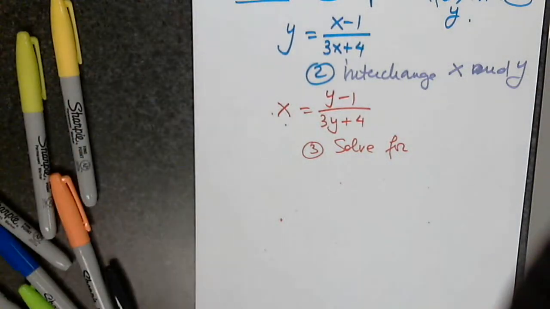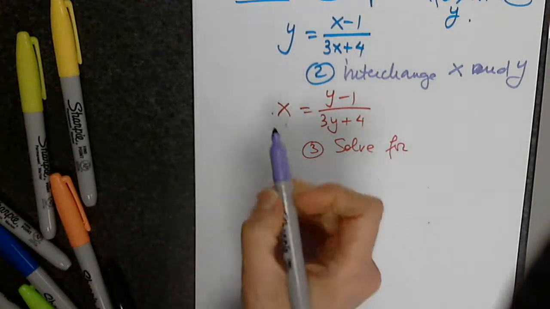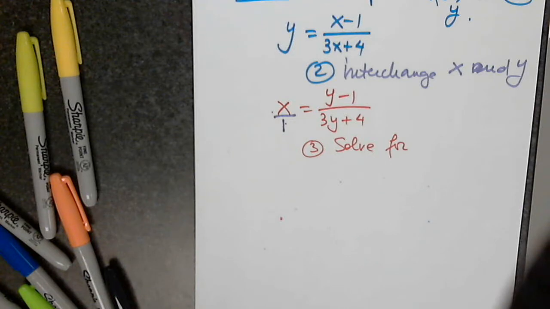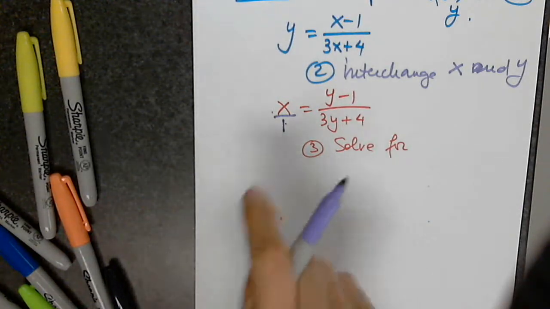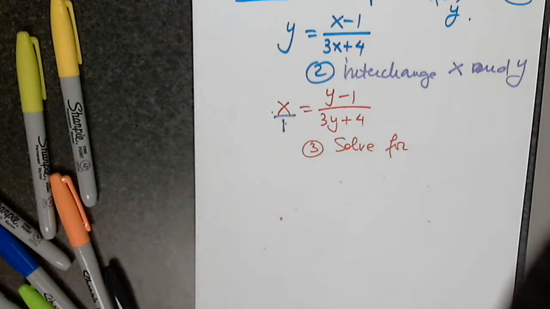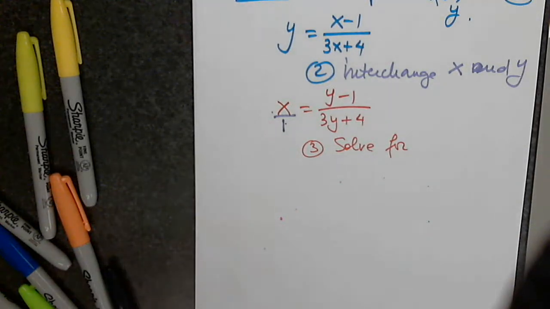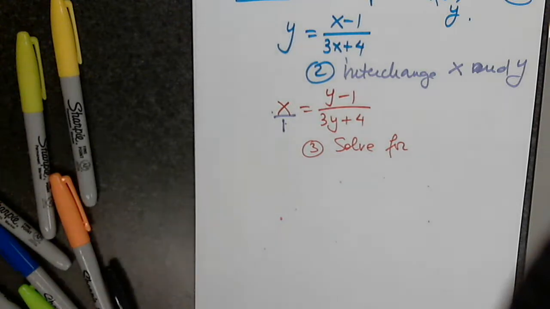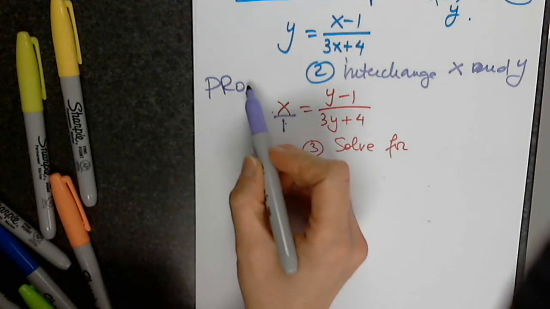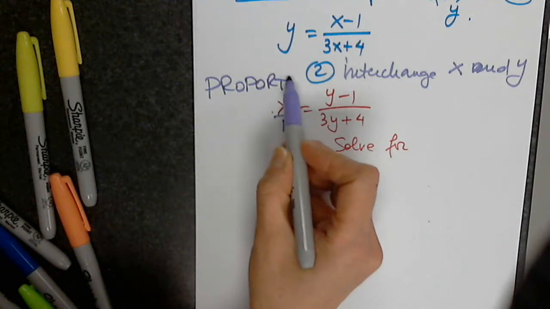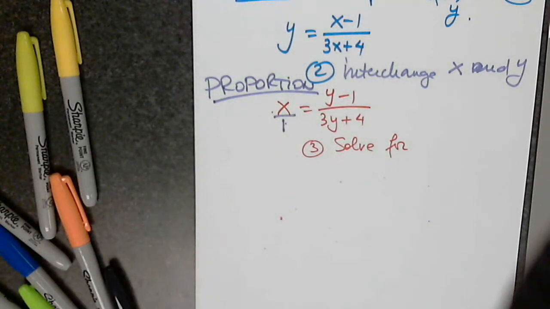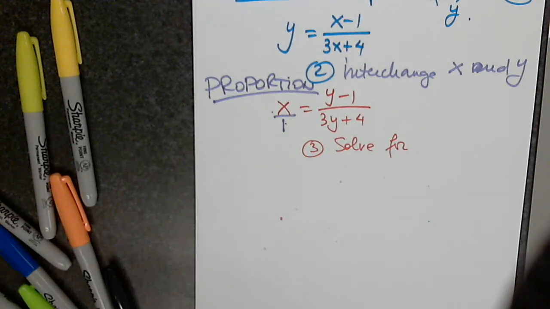Good. What type of equation is this? It's an easy one. How do we call it? That's why I put over one, so you know it rings a bell. Proportion. Thank you. A very important keyword to remember, because only in a proportion can I cross multiply.